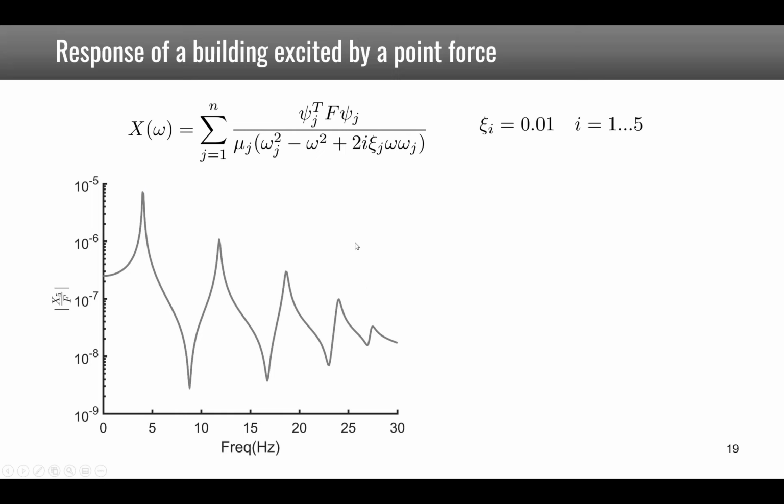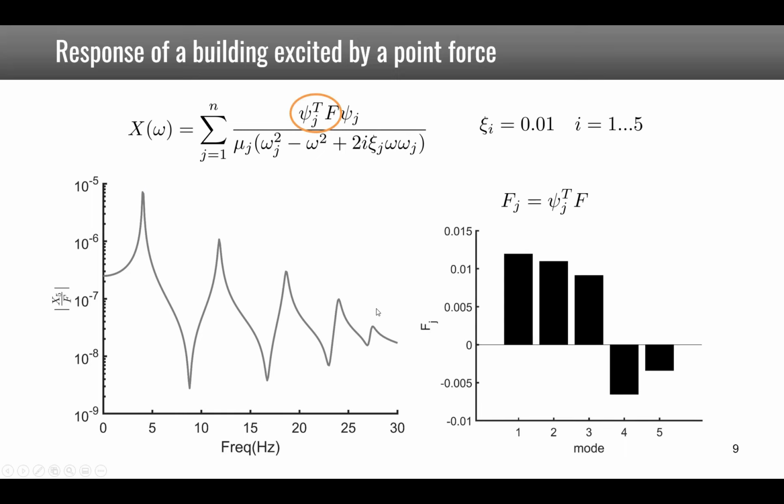Note that on the numerator you have phi_j transpose f, times phi_j. So this first part tells you how much each mode is excited, and in this example you see clearly that the first mode is excited more than the second one, third one, fourth one and fifth one, which explains this decreasing trend in the transfer function.